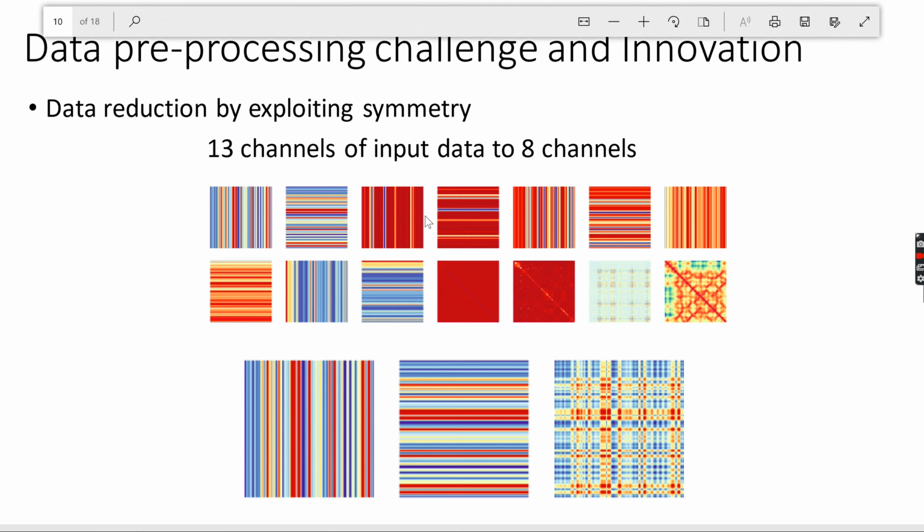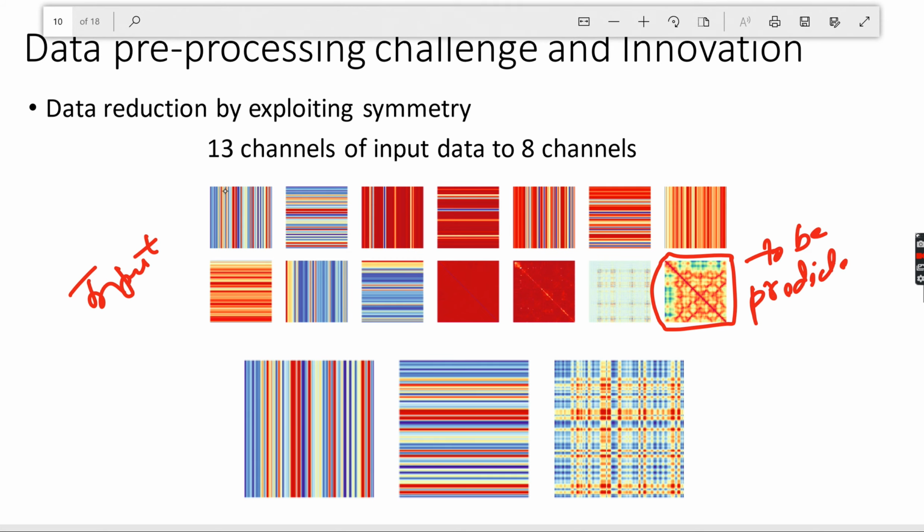So how does it look? Here we have the input images, and this one here is the predicted distance map. Given all 13 entries, we want to predict the last one, which is the inter-residue distance matrix.